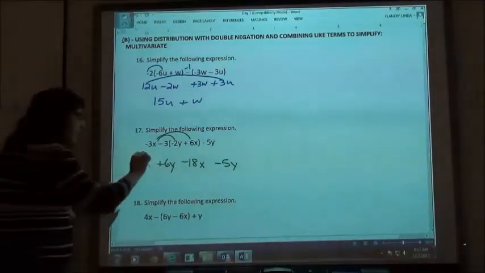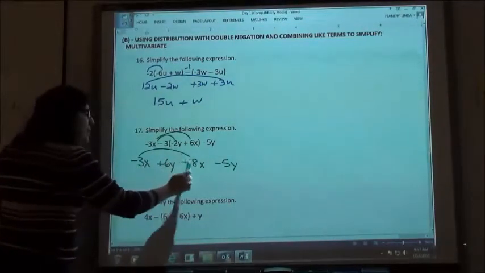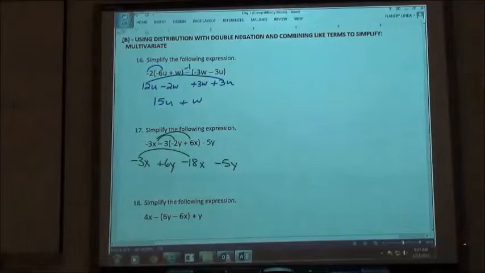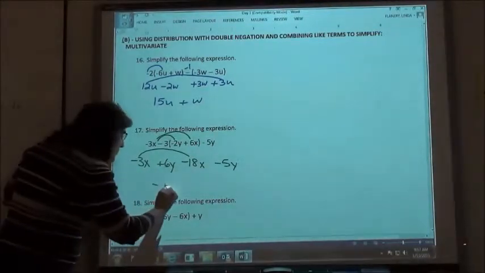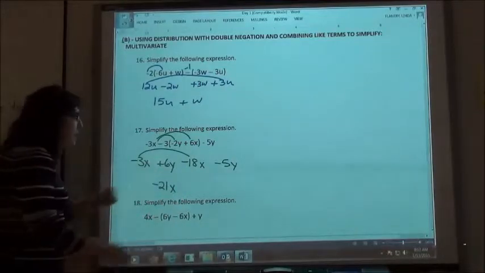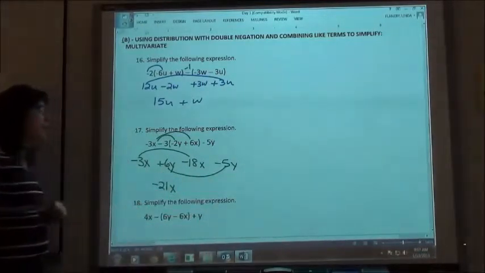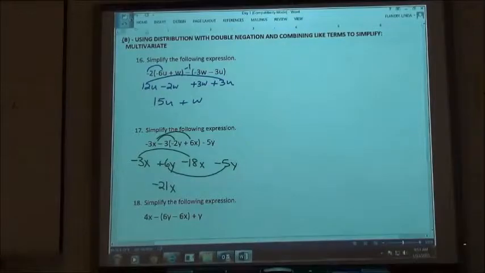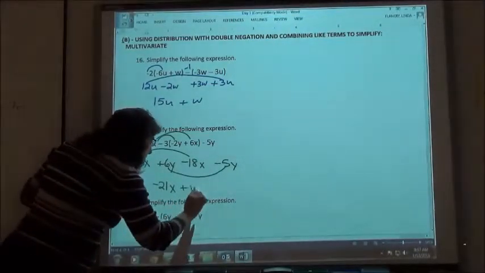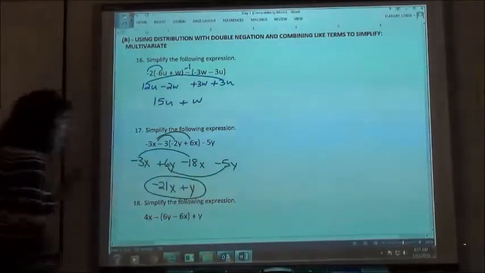Now I'm going to combine my like terms. So I'm going to put my x's together. I have a negative 3 minus an 18. 21. Negative 21. Got to keep the sign, right? Yeah. And then I have a positive 6y minus a 5y. Y. Plus a y then, because it's going to be positive, right? So negative 21x plus y.